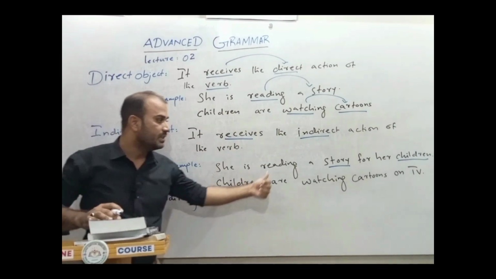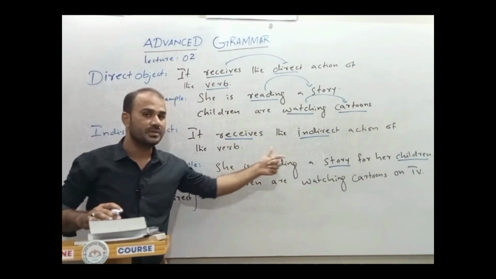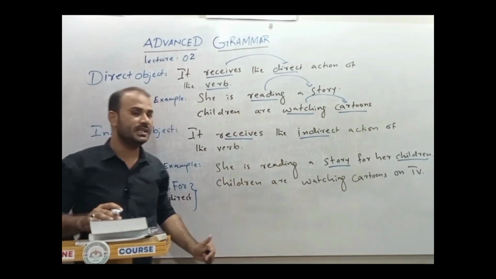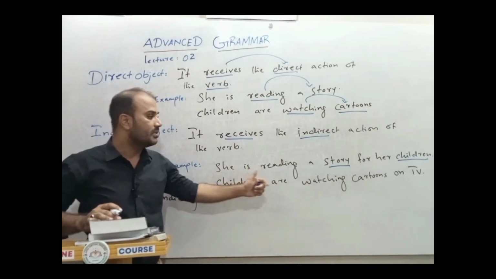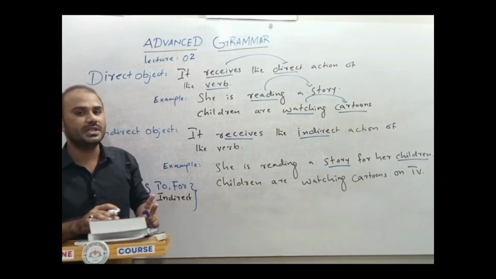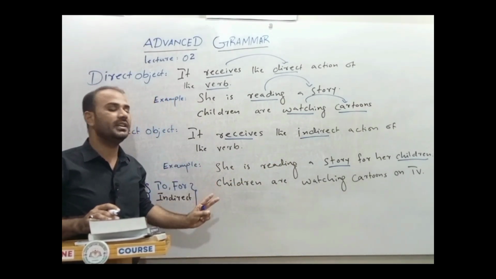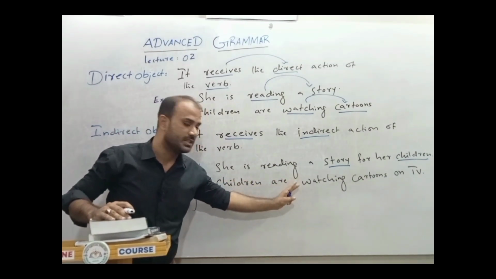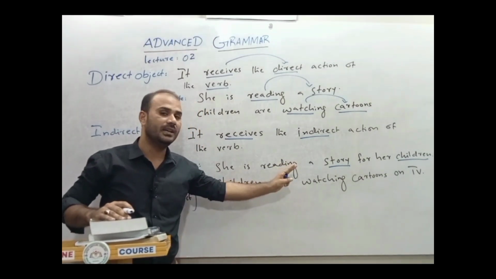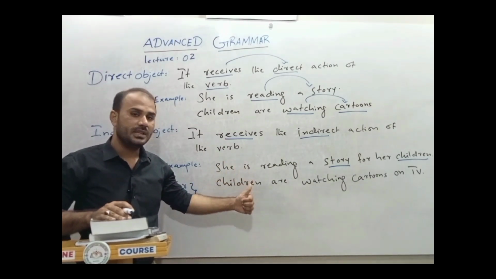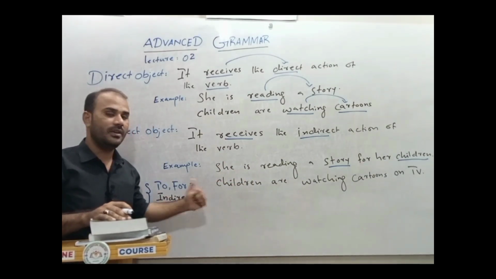Again, children are watching cartoons on what? On TV. So TV is a source, but it is the indirect object, because watching is actually done on cartoons, and cartoons are shown on TV. So if we have two objects, we have to identify where the work is actually done and how the verb's action is affecting the object. It will be the direct object, or else it will be the indirect object.